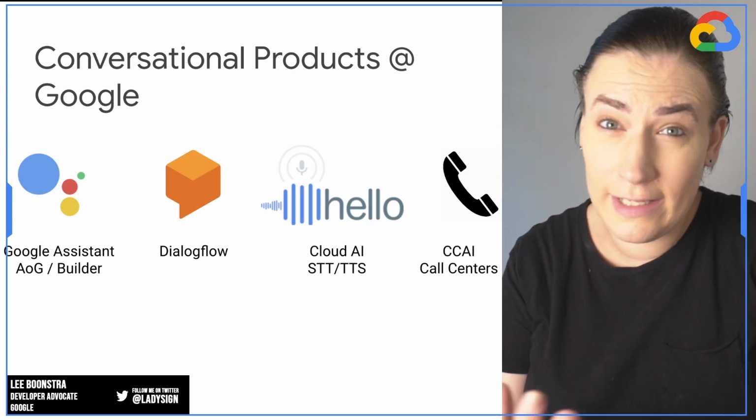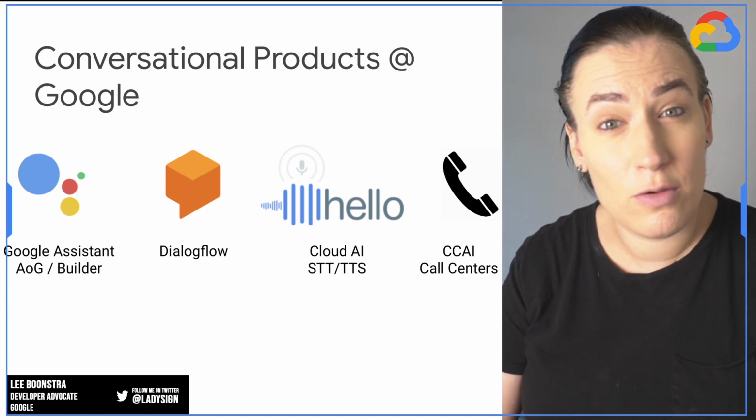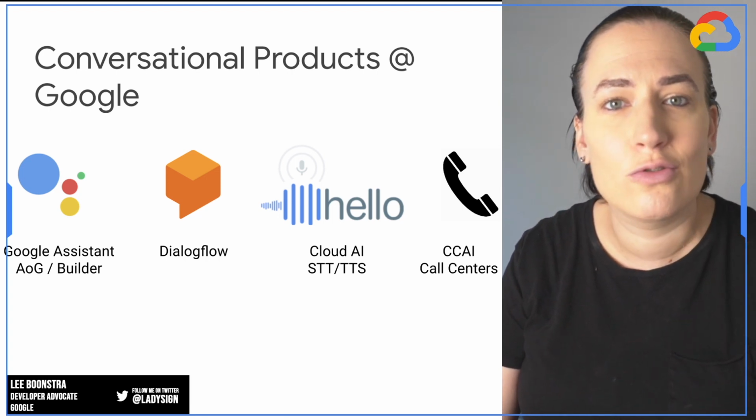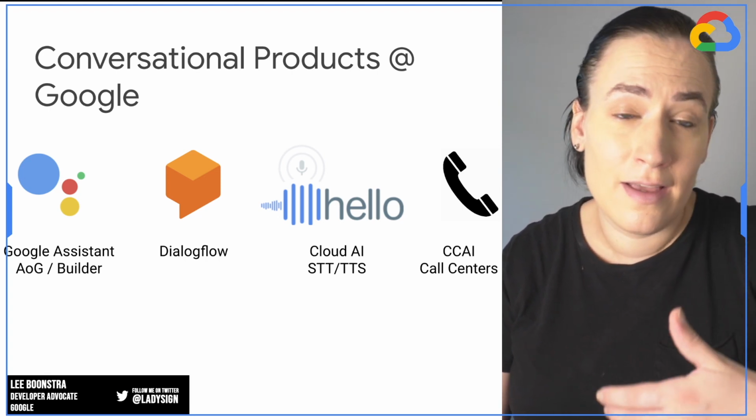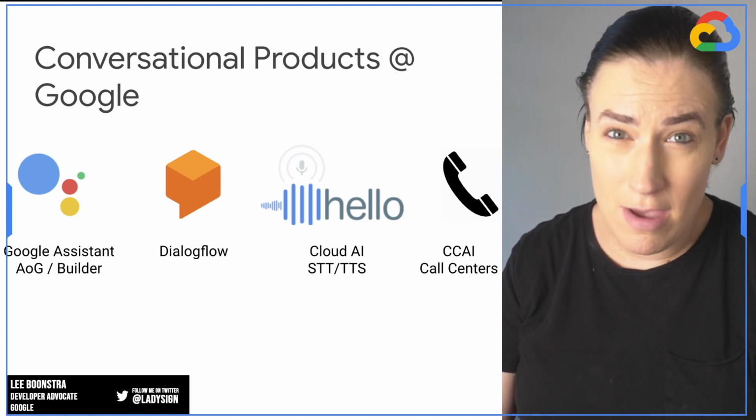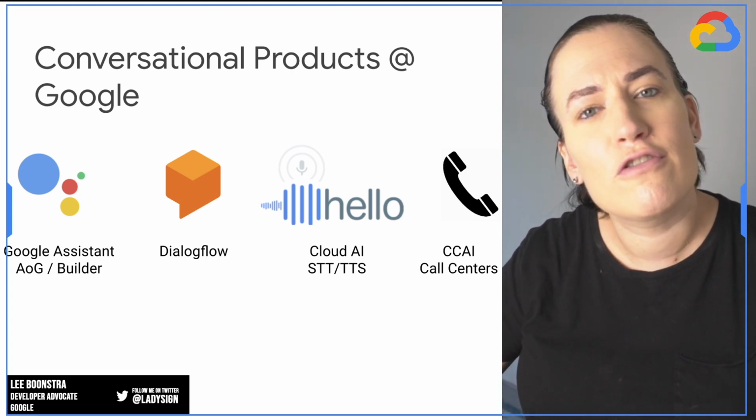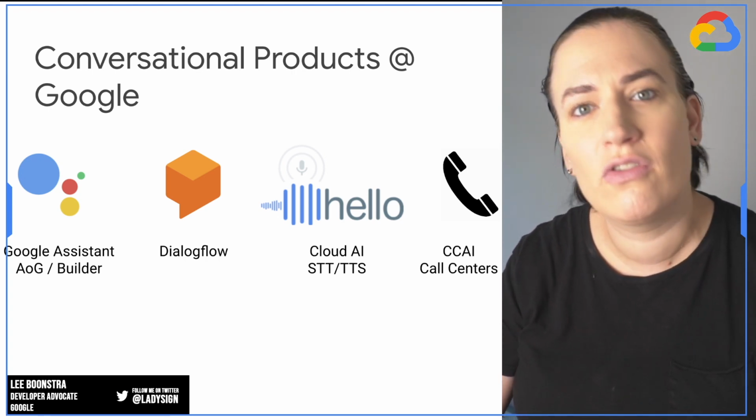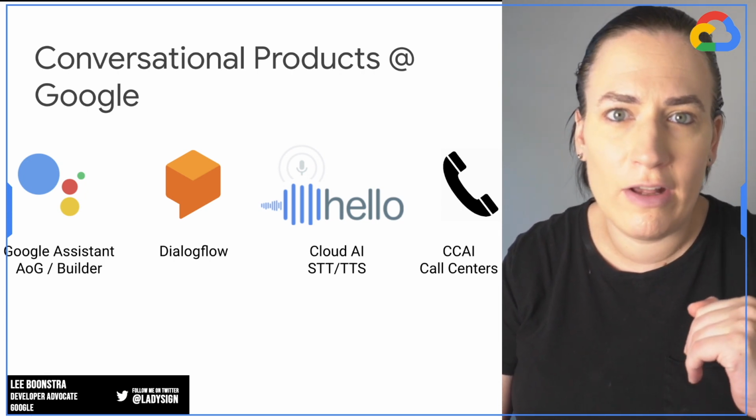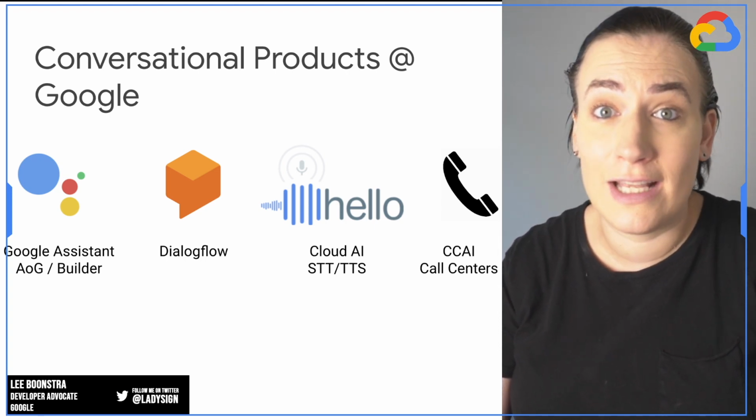We have at Google like several conversational products. Some of them you might be aware of. For example, the Google Assistant, which comes with the Actions on Google framework and the Builder tool for building Google Assistant apps. Maybe you are aware of the tool called Dialogflow. Dialogflow is a conversational suite for building chatbots. You can build Google Assistant bots with that as well, but you can also build chatbots for web, social media, or maybe even contact centers with this tool.